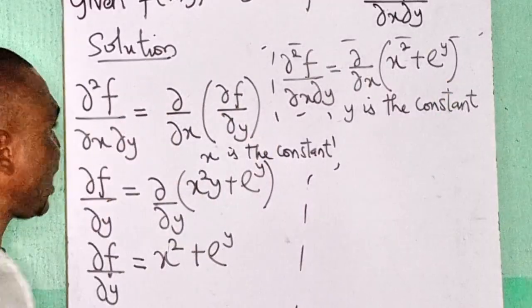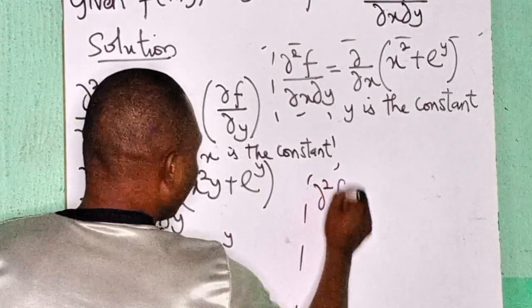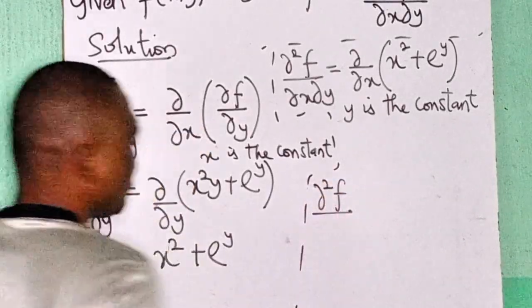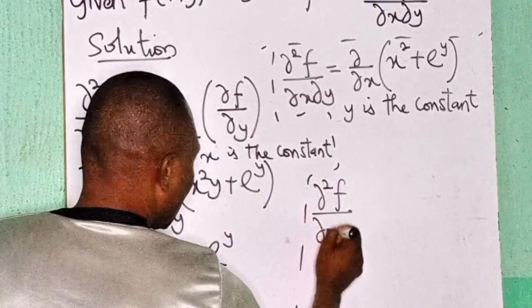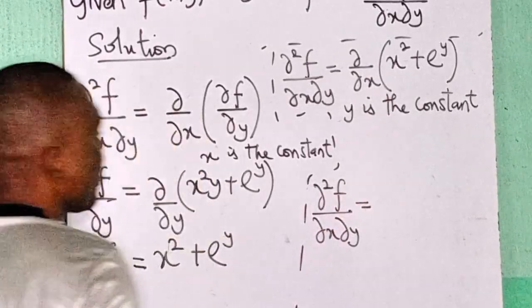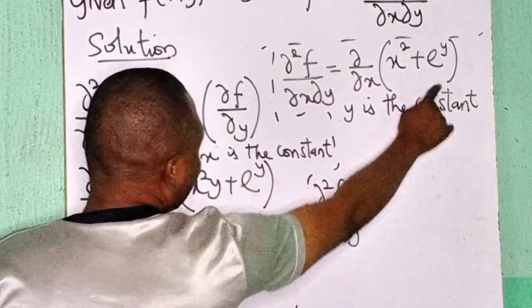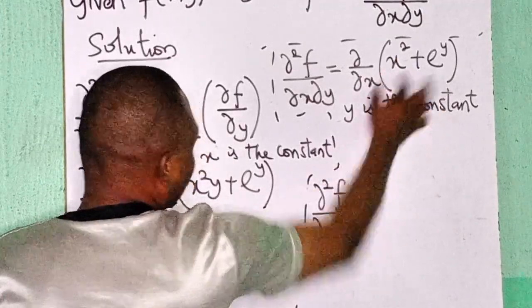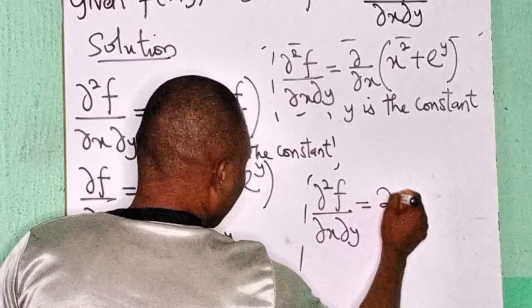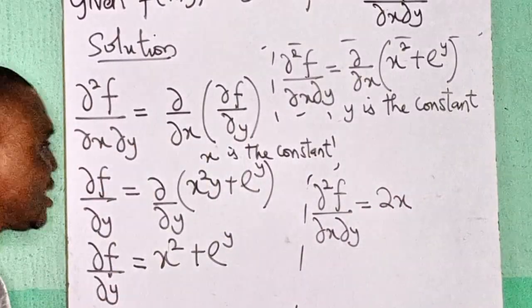So at the end of the day, we'll be having the square of the partial derivative of f with respect to y and x is equal to, now take a look at this. Remember that y is a constant, so we will not be touching this. We'll be working with this, and that will give us 2x. Is that understood? So 2x is our answer.